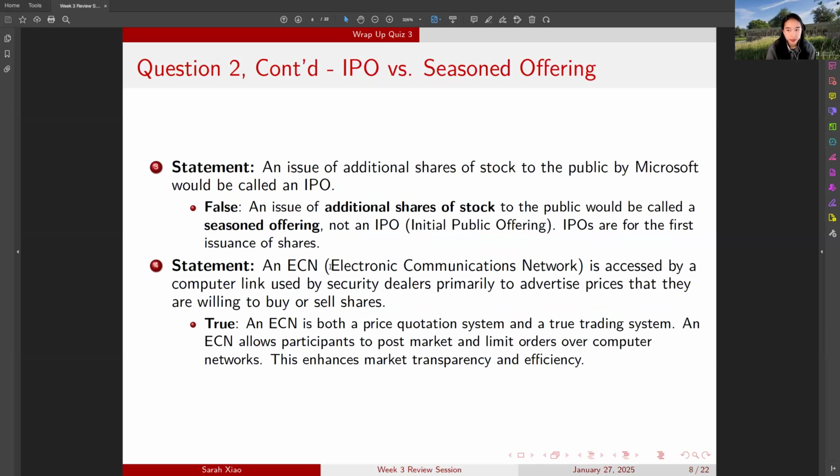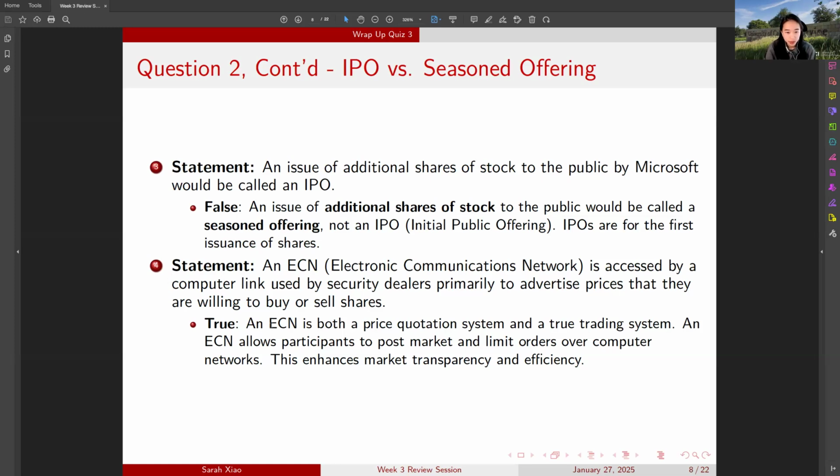The third statement: an issue of additional shares of stock to the public by Microsoft would be called an IPO. We know that an issue of additional shares of stock to the public would be called a seasoned offering, not an IPO. The IPO is the initial public offering, which refers to the first time shares are issued to the public. All the following issuances of shares are called seasoned offerings.